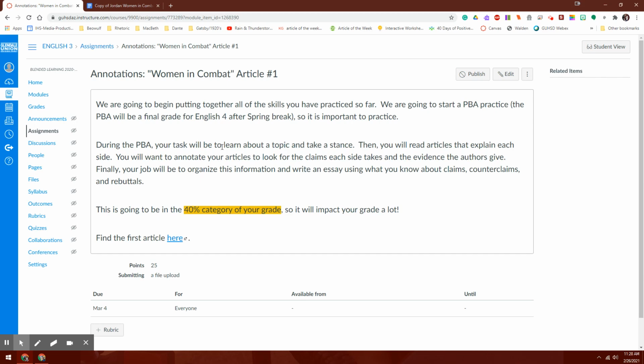And then we're going to put together the ideas of where you're going to take a stance and create a claim and a counterclaim and a rebuttal and use evidence.